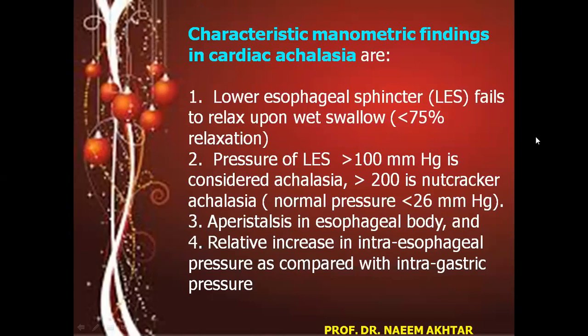Characteristic manometric findings in cardiac achalasia. These findings are, number one, the lower esophageal sphincter fails to relax upon wet swallow. Less than 75% relaxation is seen in the majority of patients having cardiac achalasia. Second, pressure of the lower esophageal sphincter more than 100 millimeter of mercury is considered achalasia. And if the pressure of the lower esophageal sphincter is more than 200 millimeter of mercury, then it is nutcracker achalasia. Normally, the pressure is less than 26 millimeter of mercury.